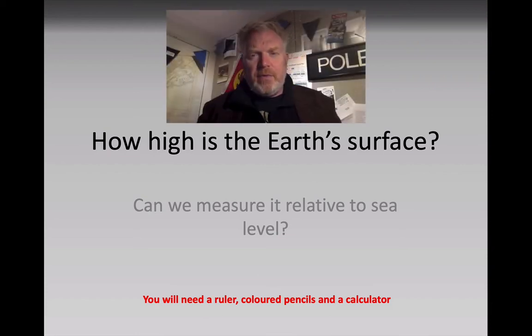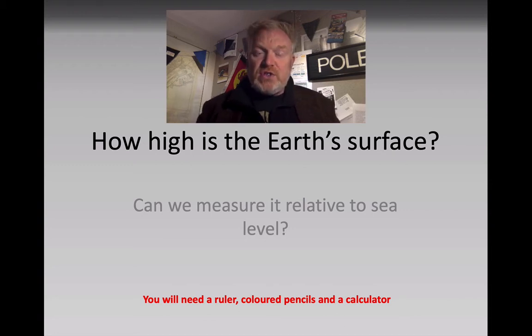Hi, for this lesson I want us to have a look at another effect of plate tectonics. We've looked a little bit at volcanoes, at earthquakes, and now I want to think about the shape of the Earth's surface, how high it is relative to sea level, not just above sea level.